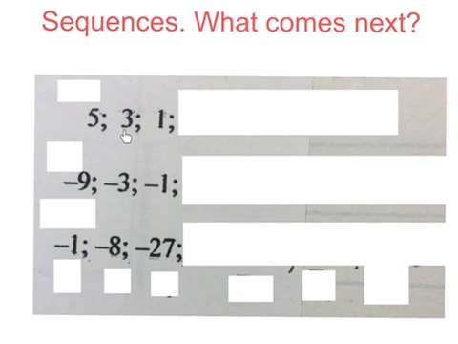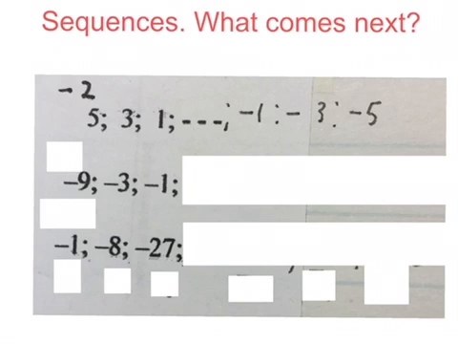Now the last three sequences of this video. The first one here says we have a 5, then a 3, and then a 1. So we are minusing 2 every time. 5 minus 2 is 3, minus 2 is 1, minus 2 is minus 1, and so on.